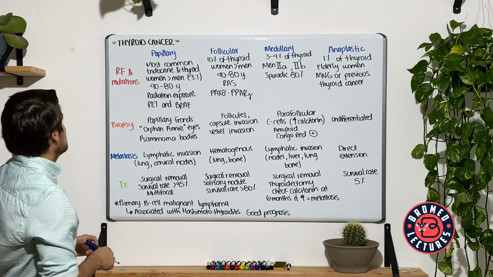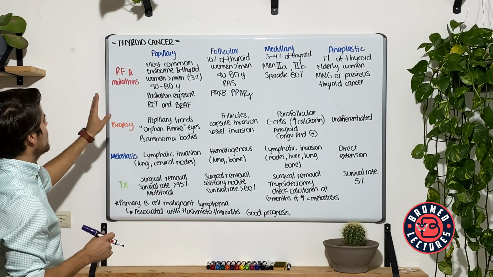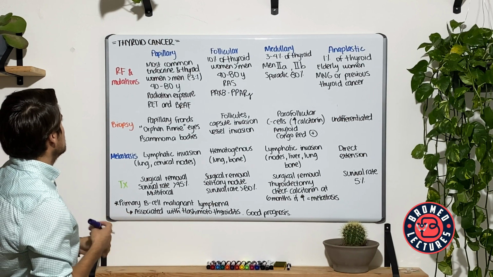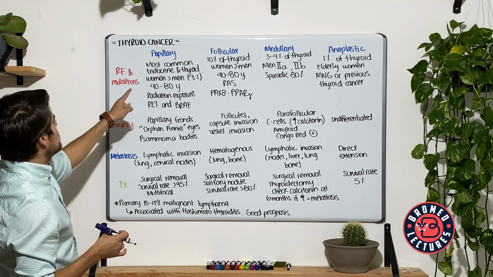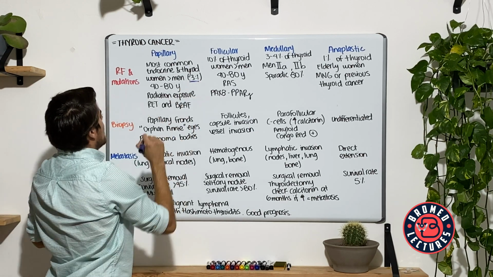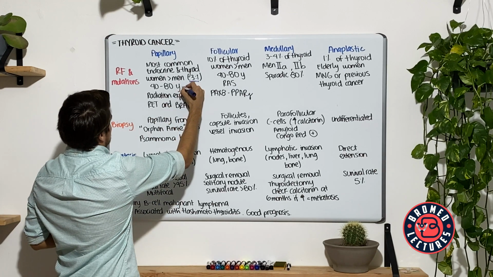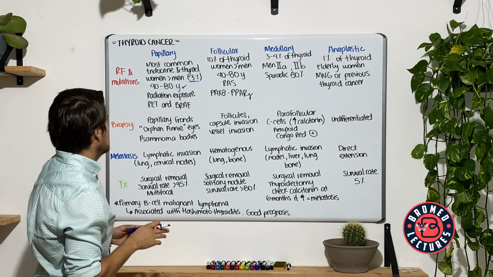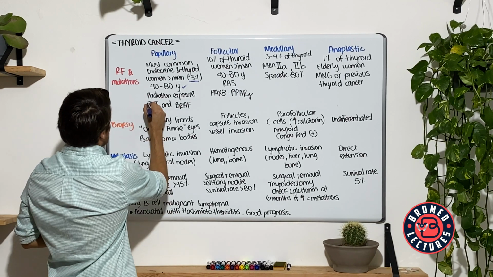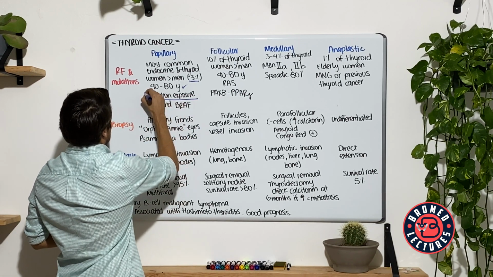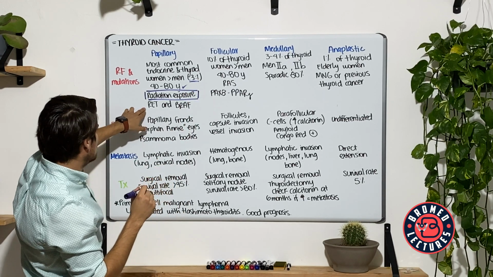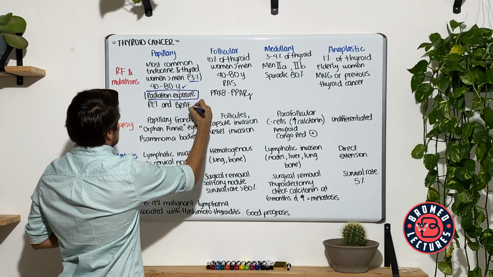So the first one's going to be papillary. This one's the most common endocrine and thyroid cancer. Okay, so it's the most common for endocrine and thyroid cancers. It usually presents in women more than men with a ratio of 3:1. It appears usually at the ages of 40 to 80 years. They usually have a history of radiation exposure, and this is the most important risk factor for this condition, and it is related to RET and BRAF mutations.